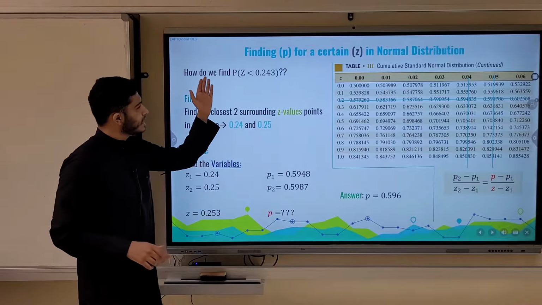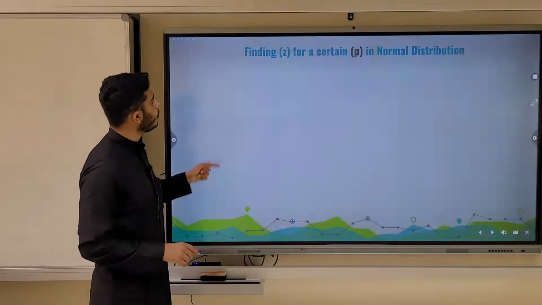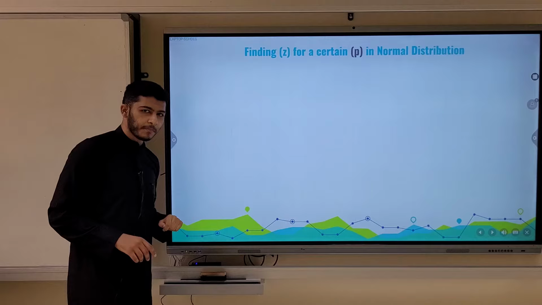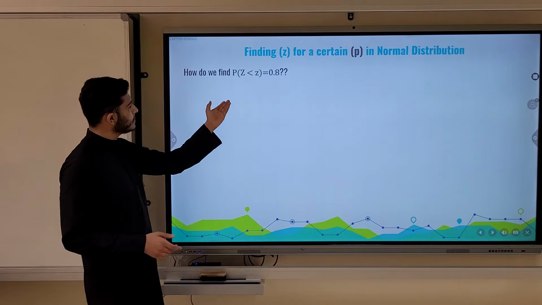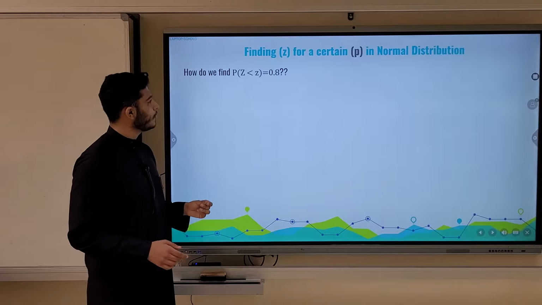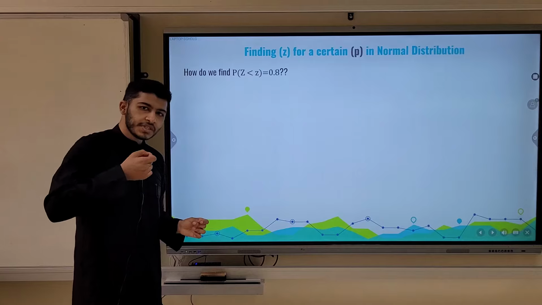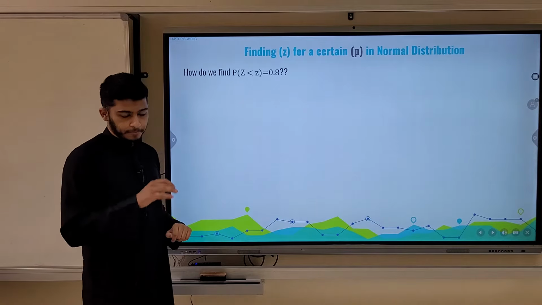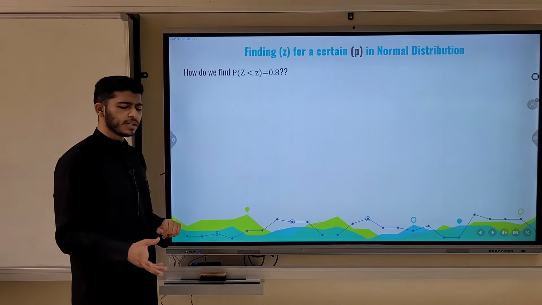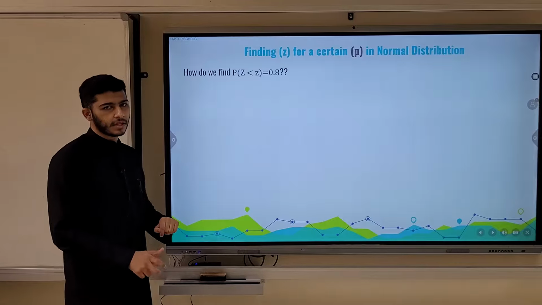So now we have found the value. We have found the P for a certain Z, but now what if we want to find the Z for a certain P? How? Let's say that we have this case: the probability of capital Z less than Z equals 0.8. So we want to find the value of Z that will give us 0.8. The procedure is quite similar, but there is a slight difference at the beginning.